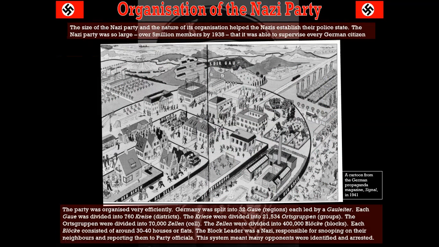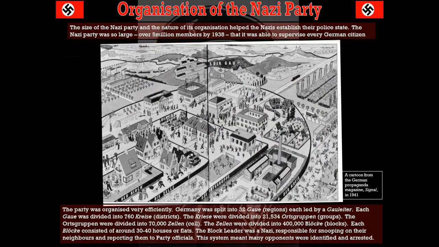The Ortsgruppen were divided into 70,000 Zellen, or cells. So you can see there's approximately, what would that be? Around about 30 to each. Is it 30 or, yeah, 3 or 4 perhaps, to each of those Ortsgruppen. And you can see that it's kind of like a small town or a village. The Zellen were divided into 400,000 Blöcke, or blocks, der Block. Well, a bit like our blocks, you go round the block, right? Each block consists of around 30 to 40 houses or flats.